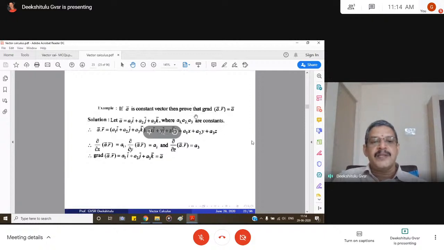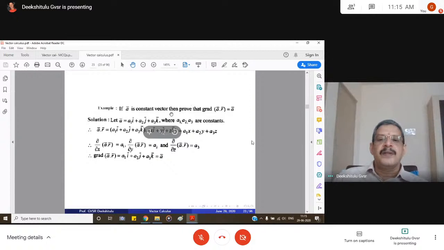Then what is the gradient of a dot r? That's what we want. If you call this f of x, y, z, then i dou f by dou x. What is dou f by dou x? a1. So a1i plus j dou f by dou y. Dou f by dou y is a2. Dou f by dou z is a3. So gradient of a bar dot r is i dou f by dou x, j dou f by dou y plus k dou f by dou z, that is a1i plus a2j plus a3k, the given vector a.